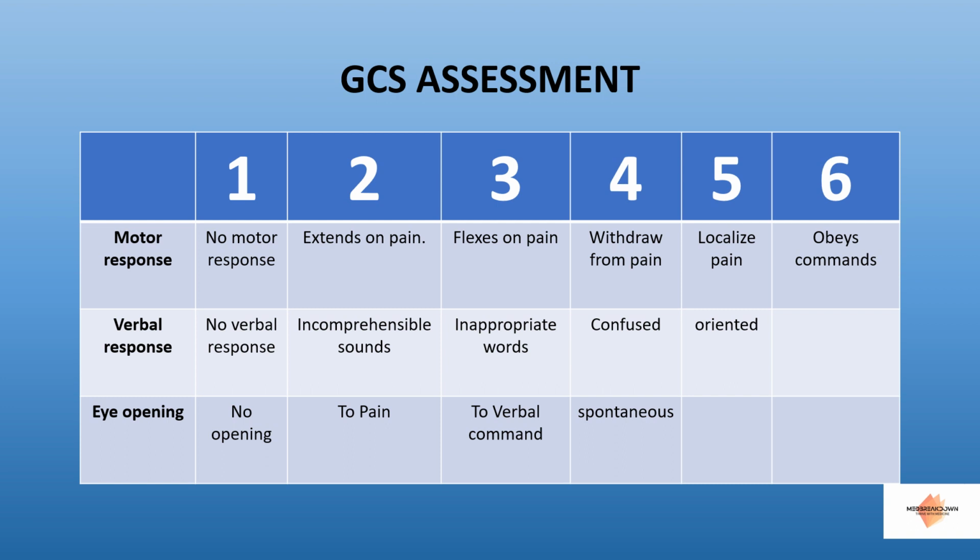Now we look at eye opening. If there is no eye opening even with pain stimulus, then score of 1 is given. If there is eye opening to pain stimulus, then score of 2 is given. If there is eye opening on verbal command, then score of 3 is given. If there is eye opening spontaneously, then score of 4 is given. So, the maximum score that can be given for eye opening is 4. Normal GCS is described as M6V5E4 and a total of 15.